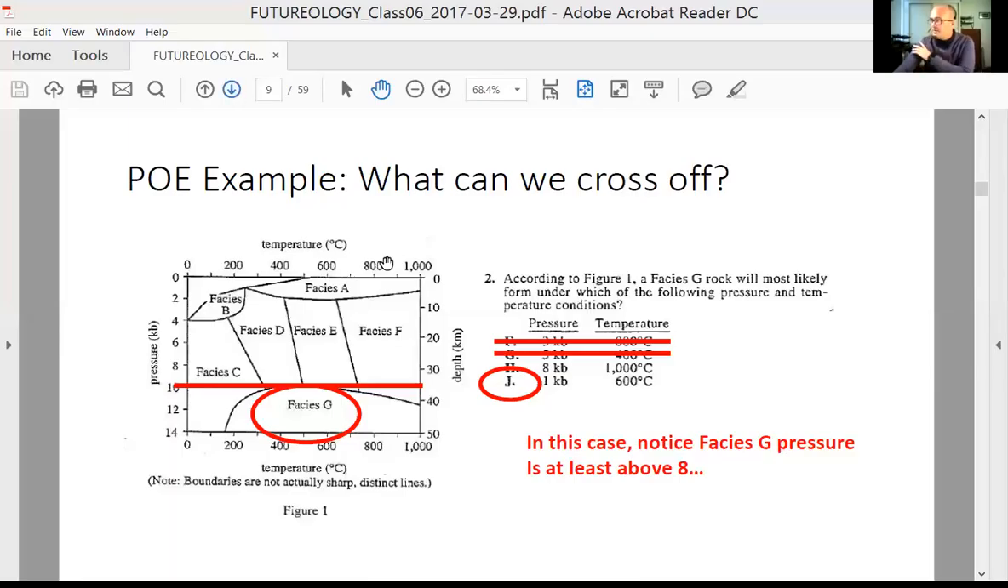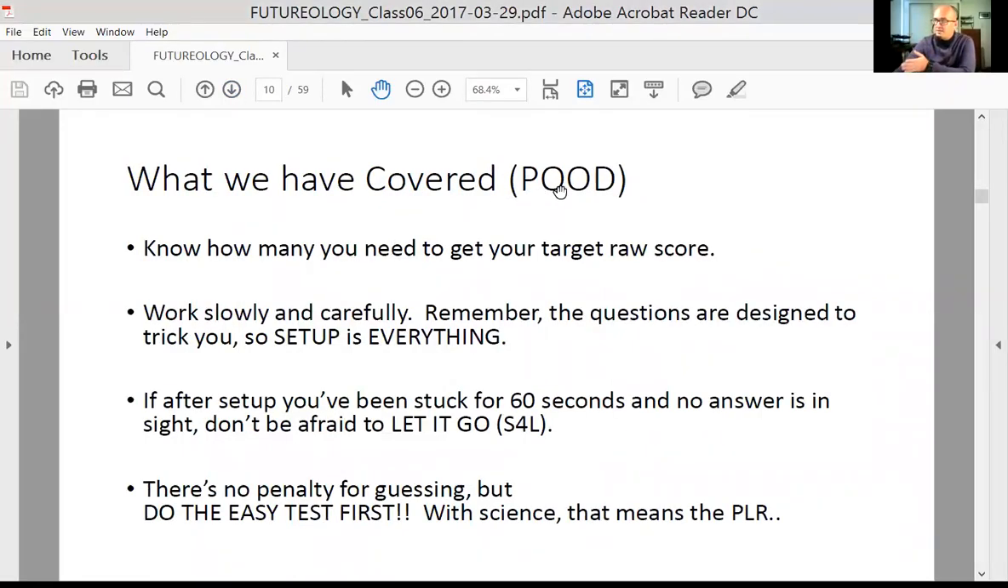So I'm going to go back to the slide. All right, moving on from POE. Another thing that we've covered is POOD, your personal order of difficulty. And that's super important on the science as well, just like it is in the math, and really just like it is in the reading and the English.